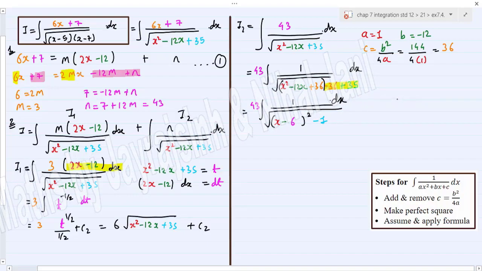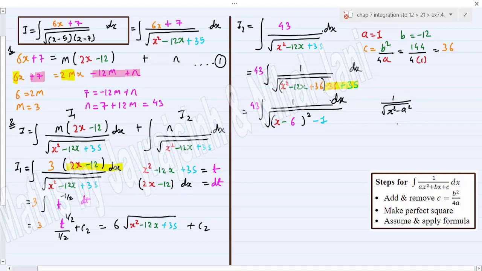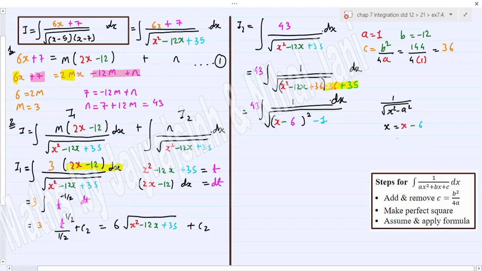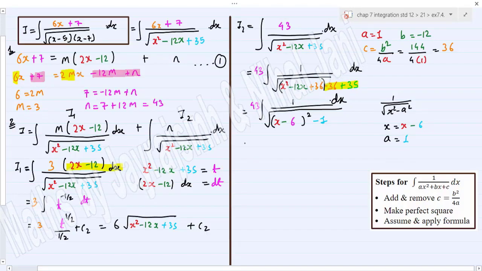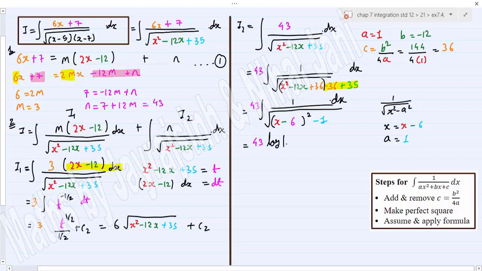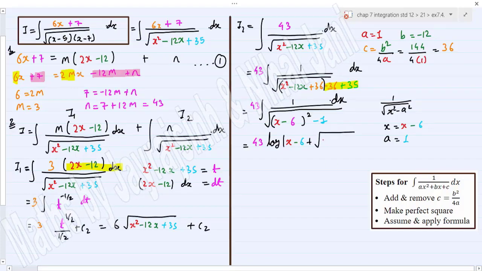Finally, here we have to integrate 1 upon under root of (x minus 6) the whole square minus 1, which is actually in the form of 1 upon under root of x square minus a square, where your x is simply x minus 6 and a is simply 1. So its integration will be log mod of x minus 6 plus under root of (x minus 6) the whole square minus 1, plus c2.